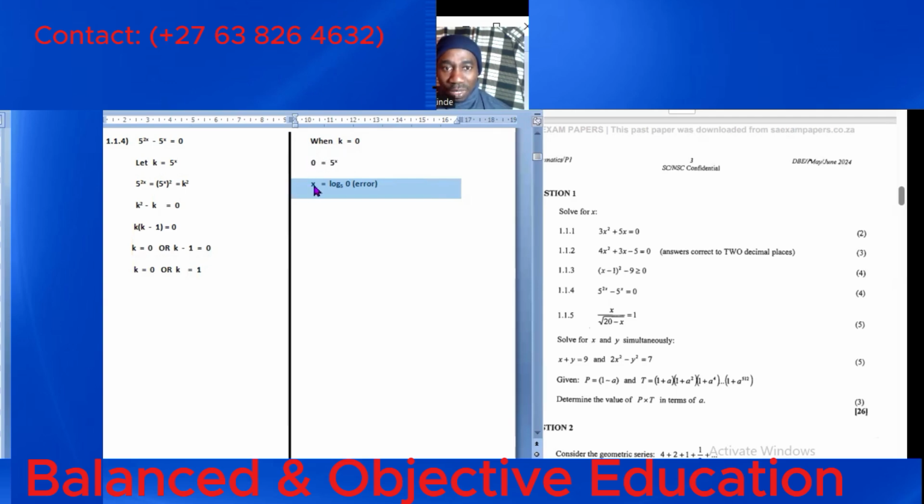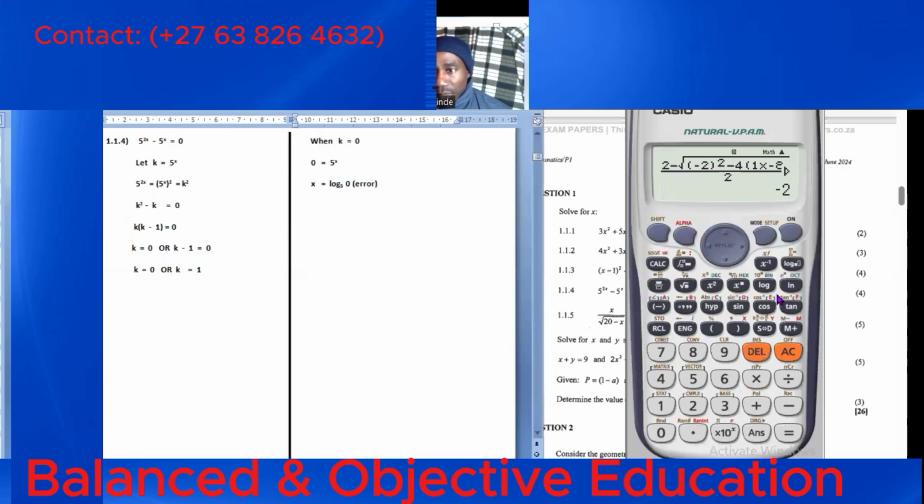In that case, how do we solve for this x? Well, we have to take 5 from one side, and remember this 5 is a base here for this exponent. So when that 5 gets to the other side, it will become the base of a log. That is what is happening here. So x will be equal to log 0 base 5. If you punch that into your calculator, this is what you will use: log base 5, then 0. That is log 0 base 5. That will result in an error. So there is no solution there.